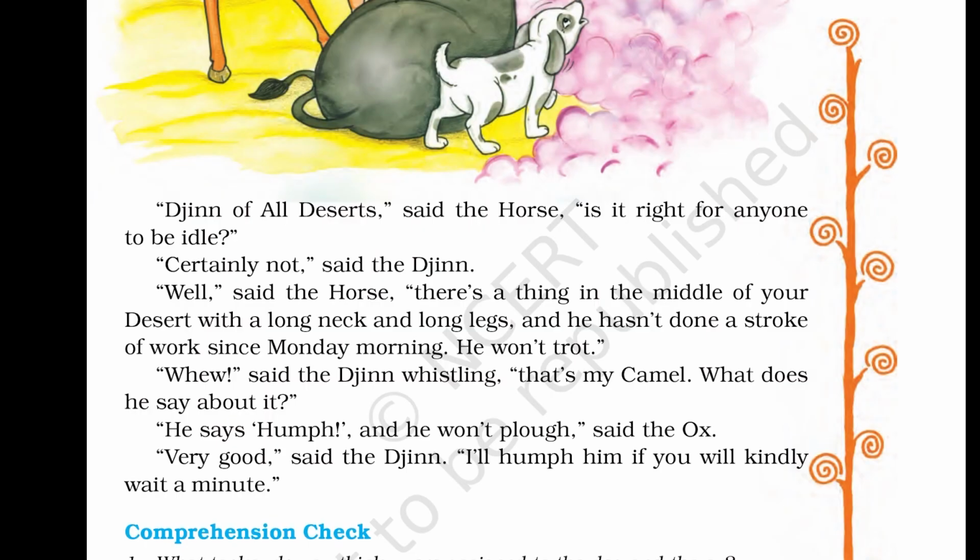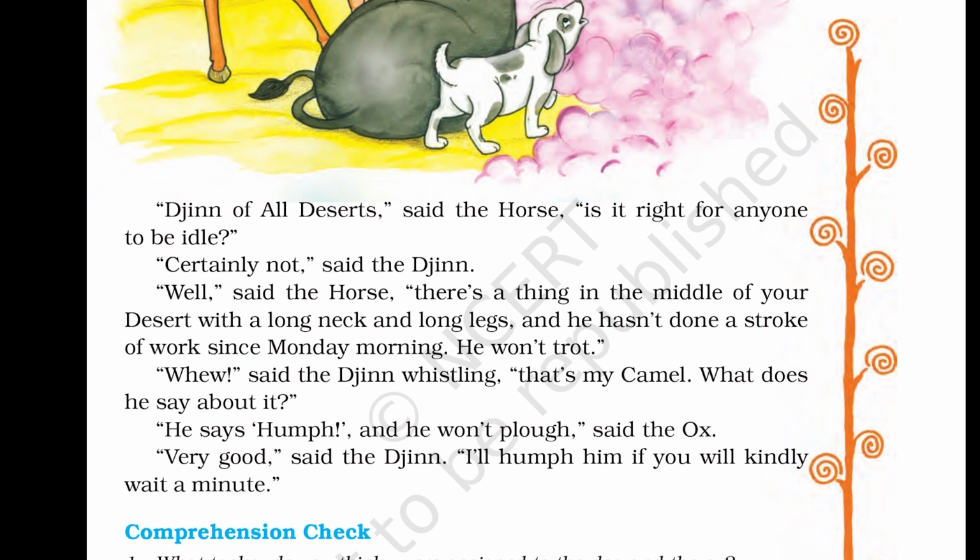"Jinn of all deserts," said the horse, "is it right for anyone to be idle?" "Certainly not," said the jinn. "Well," said the horse, "there is a thing in the middle of your desert with a long neck and long legs, and he hasn't done a stroke of work since Monday morning. He won't trot." "Phew," said the jinn, whistling. "That's my camel. What does he say about it?"